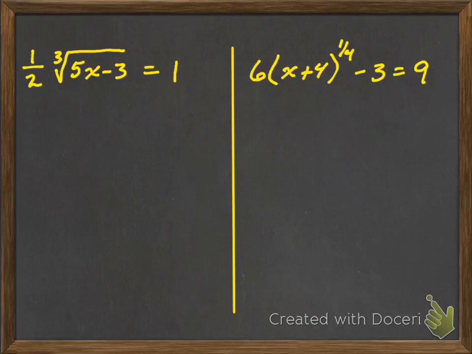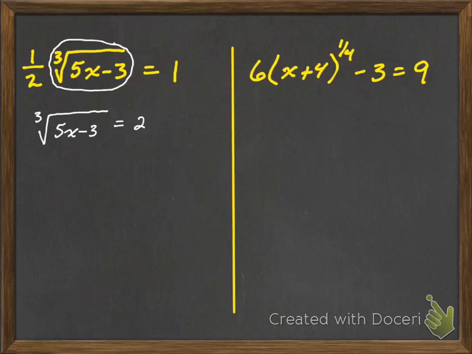This one is a cube root, and so we are going to isolate the radical, and that means we need to move the 1/2 to the other side of the equation, and we'll do that by multiplying by 2. All right, so multiplying by 2 is going to give us cube root of 5x minus 3 equals 2.